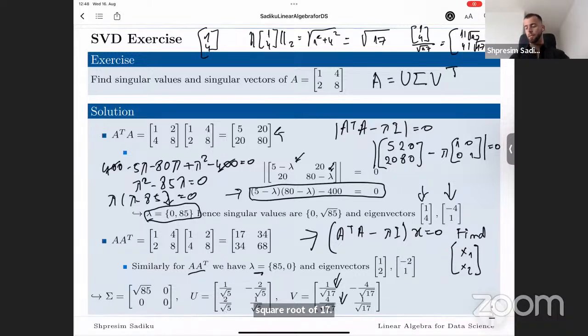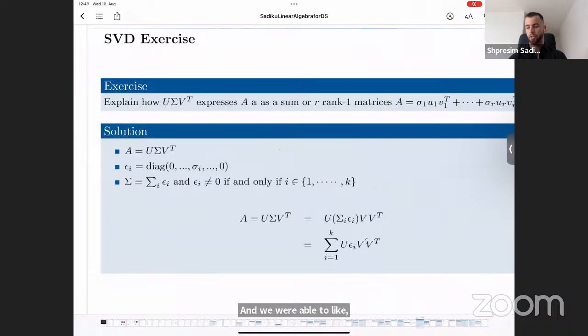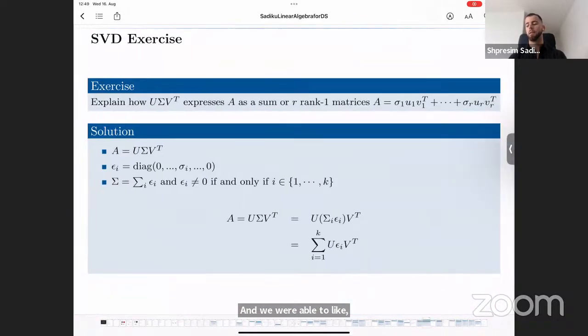All right, and for the right singular vectors, we would have the length of this is 5 and the length of this is 5, so we just divide both of these vectors by the square root of 5. And this is how we get the left singular vectors and the right singular vectors, and then we're able to write the singular value decomposition. All right, so then we have another exercise.